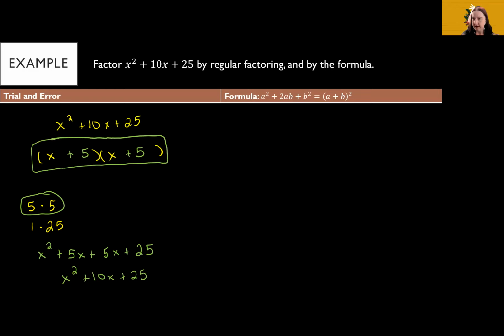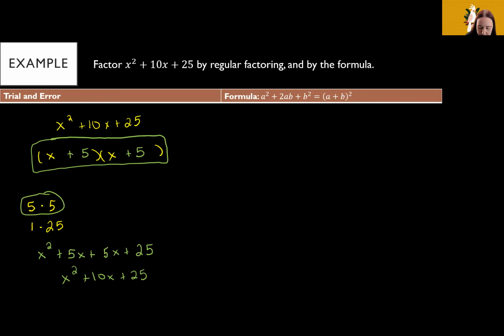Now, this is a perfect square trinomial because we got the same thing in each sets of parentheses there. So that indicates that it's basically X plus 5 squared. So we can also use the formula to factor this. And you do this by first checking the formula. Does it follow our formula?